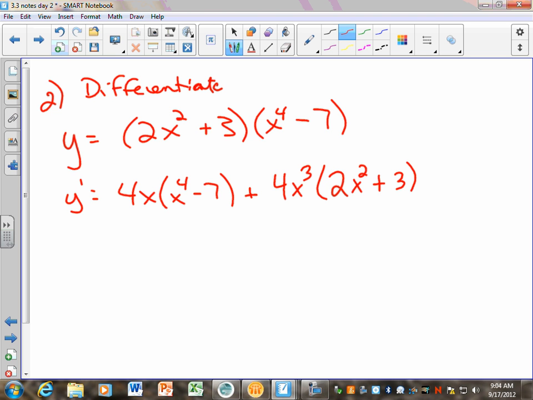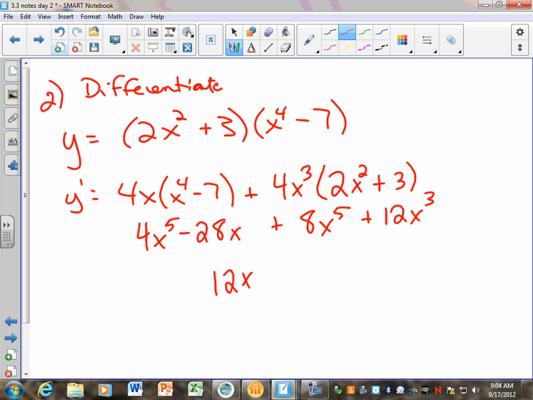Every time you should have two derivatives and two of the original functions when you're doing this, right? You can't just take the derivative of this times the derivative of this. And then work it out. So you get 4x to the 5th minus 28x plus 8x to the 5th plus 12x cubed. So you have one set of like terms. 4x to the 5th plus 8x to the 5th is 12x to the 5th plus 12x to the 3rd minus 28x.